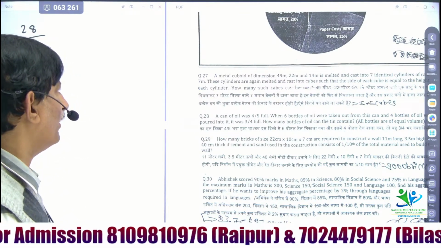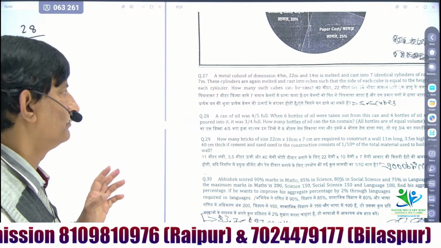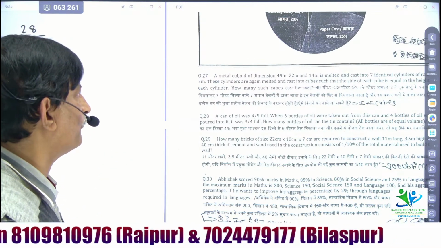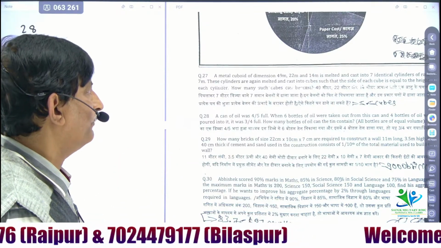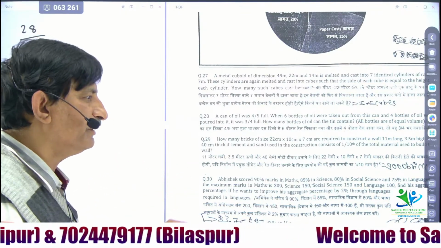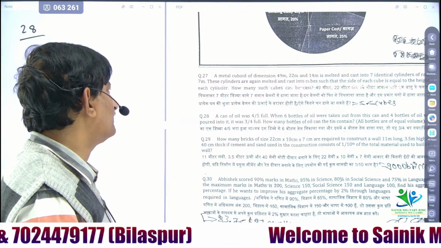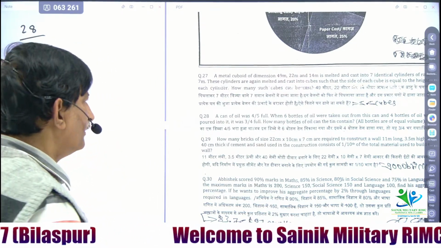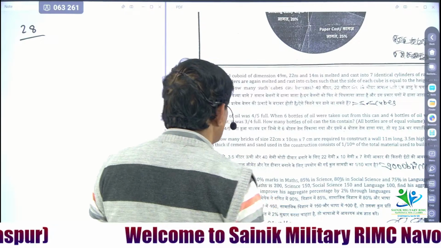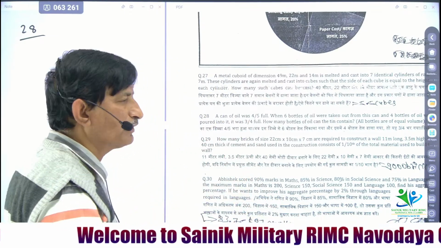A can of oil was 4/5 full when 6 bottles of oil were taken out. इसमें से 6 bottles हमने निकाला, and 4 bottles oil are poured into it. It was 3/4 full. Then वो 3/4 full है. तो ये जो हमने एक्टिविटी किया उसके में फाइनली वो 3/4 full है.